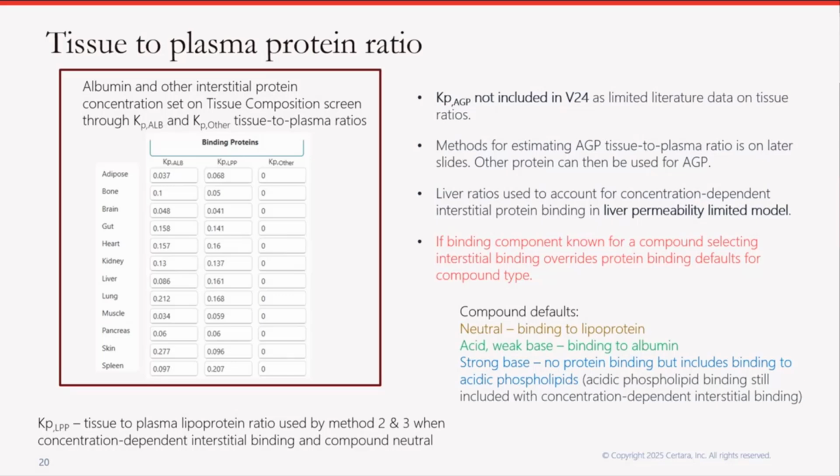When you turn on the concentration-dependent interstitial binding, whatever component you have selected, whether albumin or the other component, is used to determine the binding. So if you have a neutral compound and you have albumin selected as your binding component, that's what's used to calculate the tissue partition coefficient.